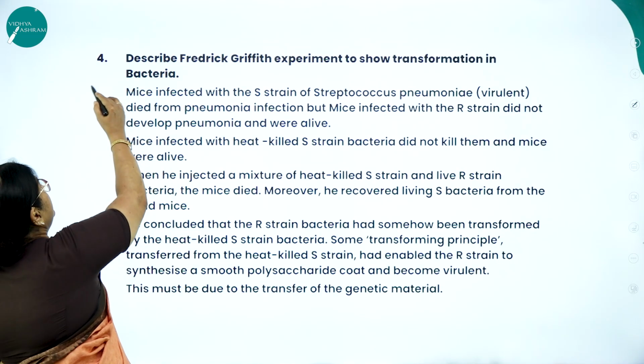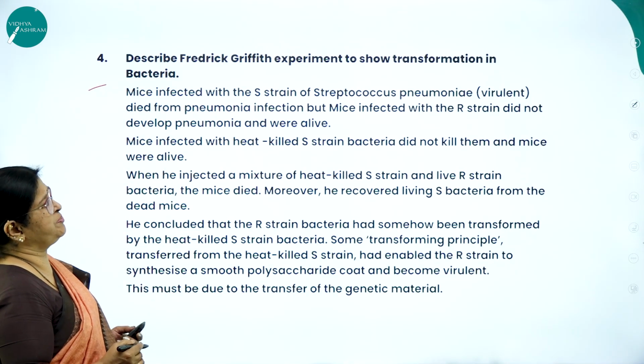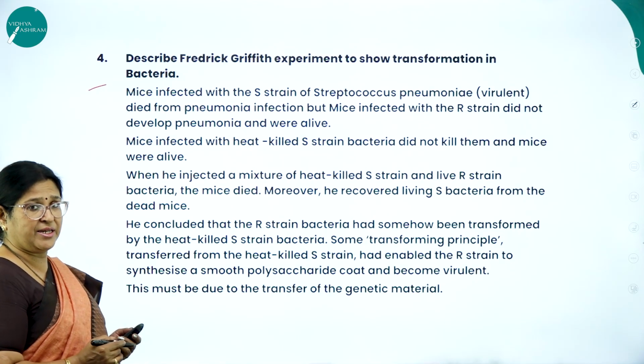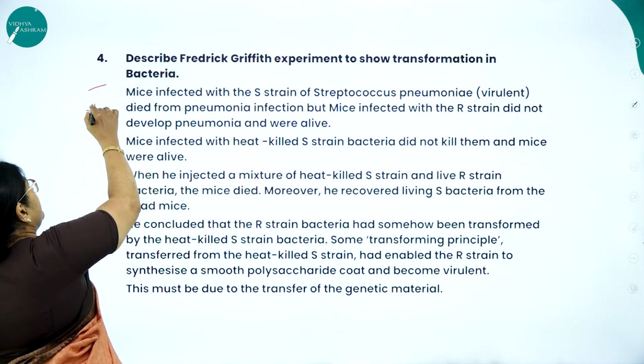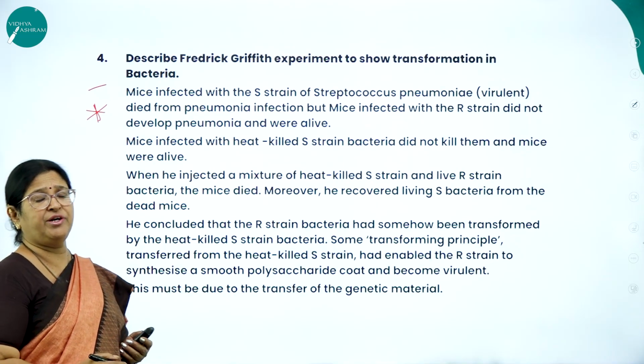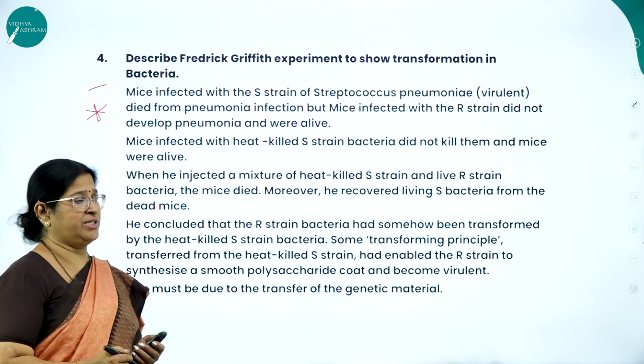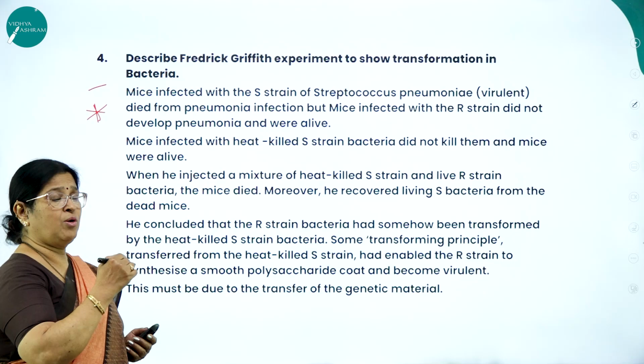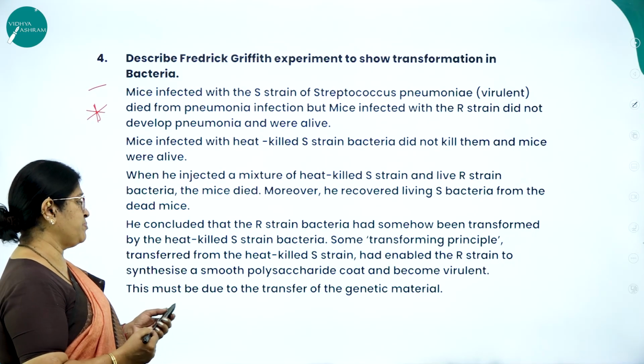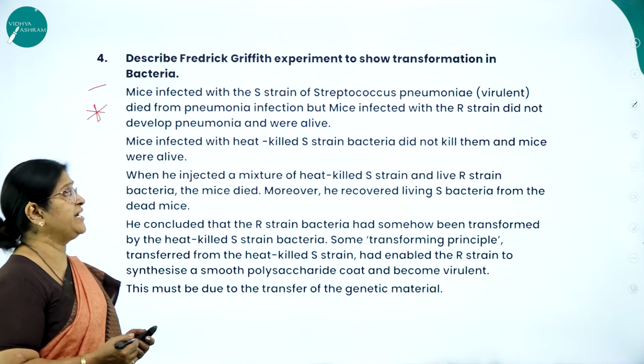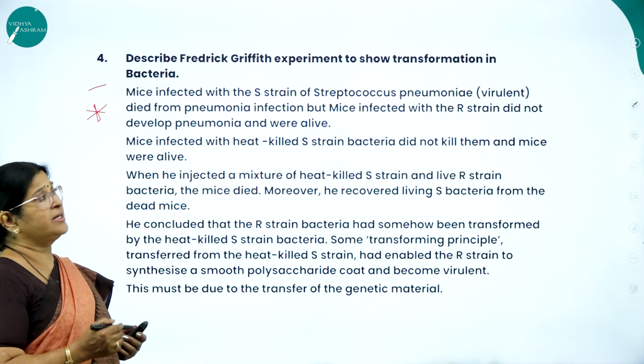Question number 4. Describe Frederick Griffith's experiment to show transformation in bacteria. So this is a very important question from examination point of view, which is asked for a 5-mark question. So here, what is this experiment? This experiment proves that DNA is a genetic material. So what did Griffith do?